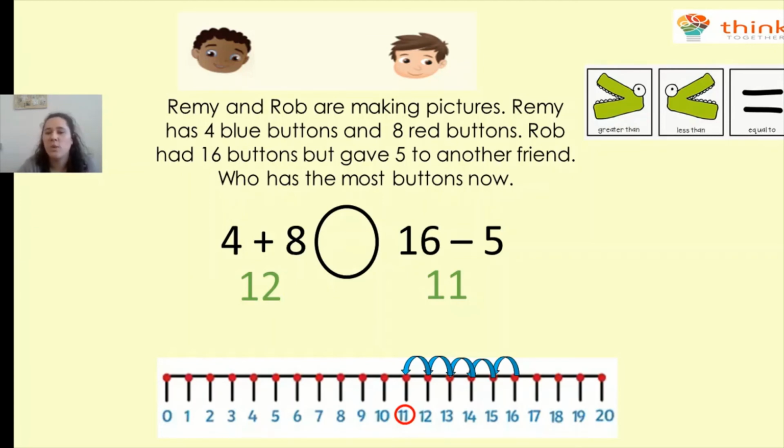Can you point to my greater than symbol over here? Well done. This is my greater than symbol. So let's put it in. Fantastic. You can imagine that hungry crocodile eating the bigger number 12. There we go. 12 is greater than 11 and 4 plus 8 is greater than 16, take away 5. Therefore, Remy again had more buttons.